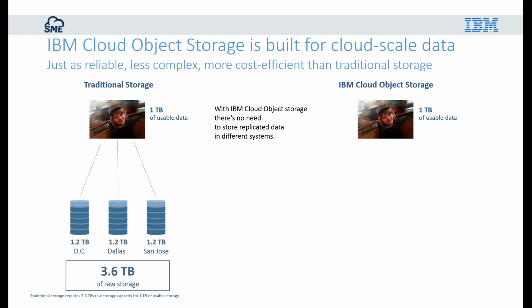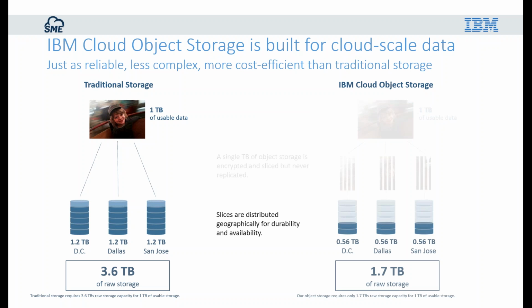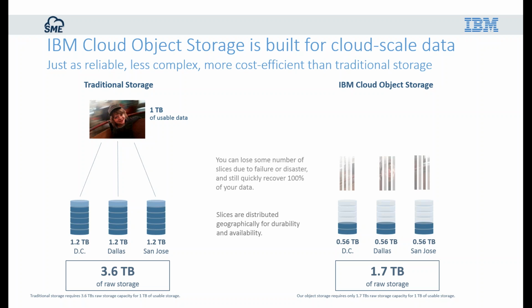With the new approach, with IBM Cloud Object Storage, there is no real need to replicate data, because what we do is we first encrypt and then slice that data, those blocks of data, creating, for example, 12 slices. Then those 12 slices are distributed and stored on different locations, on different units that can be accessible at any time. The total storage used is 1.7, so nearly 40% less than with a traditional approach.